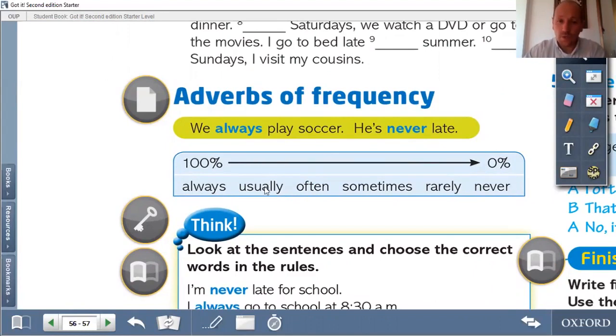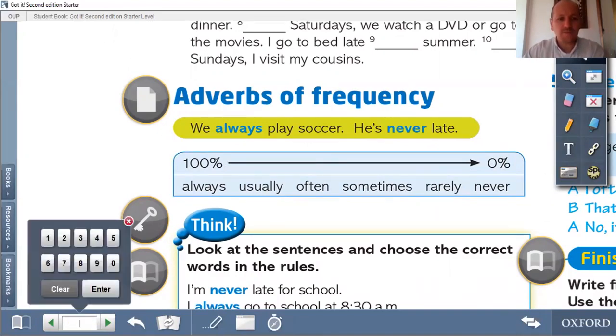Always, usually, usualmente, often, a menudo, sometimes, algunas veces, rarely, raramente o rara vez, y never, nunca. Este es el orden que siempre se va a llevar desde el 100 al 0 o del 0 al 100, como ustedes lo quieran aprender. Always, usually, often, sometimes, rarely, and never. With this, in page number 57, la página 57, you're going to find the frequency adverbs and the grammar for the exercise. Van a encontrar los adverbios de frecuencia y la gramática para los ejercicios que acabamos de ver.